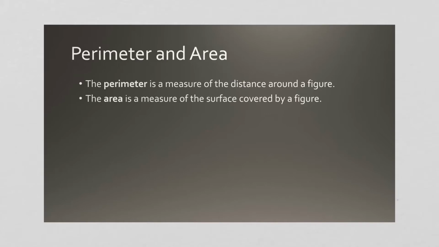Okay, so perimeter and area, these haven't changed, but right now we're going to talk about them in terms of rectangles or squares. And so a perimeter is a measure of the distance around a figure. And the area is the measure of the surface covered by a figure. Let's talk more about that on the next page.